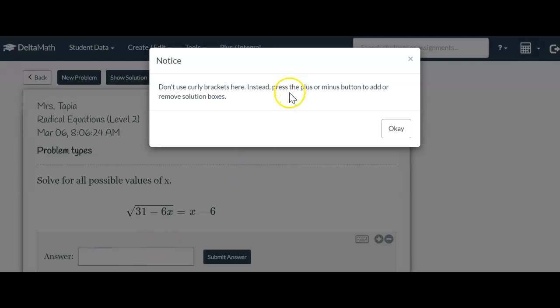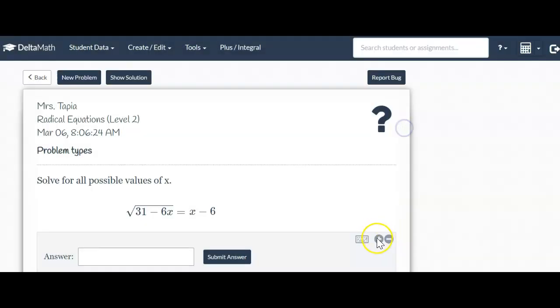It says instead to press the plus or minus button to add or remove solutions. If you were to add solutions, you would probably have 2 solutions for this question. But I've already solved this one, and it's a no solution. So we want to remove every single answer choice that it could possibly have. As of right now, this is 2. As of right now, this is 1 solution.